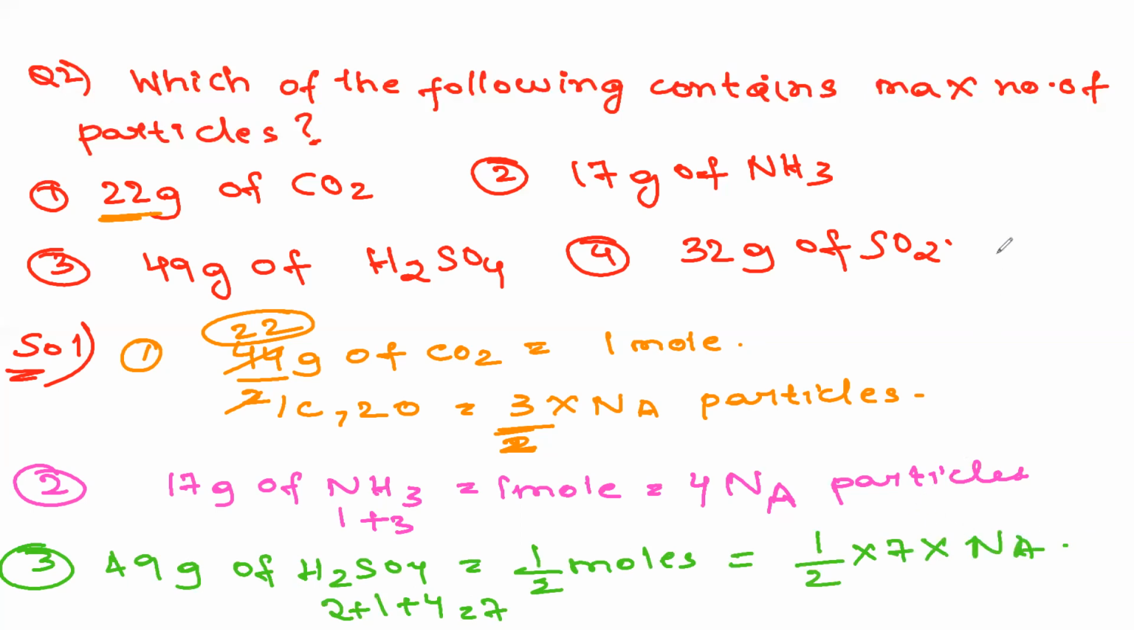Next, fourth option, 32 grams of sulfur dioxide. You know the sulfur dioxide molecular weight is 64. So 32 grams is half a mole. So for sulfur dioxide, the answer is 1 by 2 into Avogadro number, and 1 plus 2, that is 3 atoms. So 3 by 2 into Avogadro number.